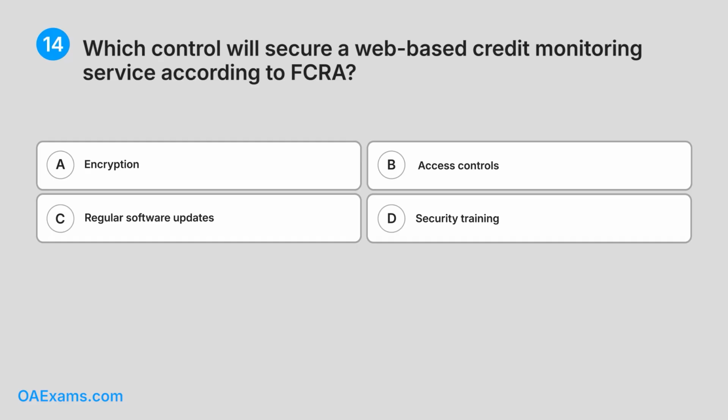14. Which control will secure a web-based credit monitoring service according to FCRA? A. Encryption. B. Access controls. C. Regular software updates. D. Security training. What do you think is the answer?